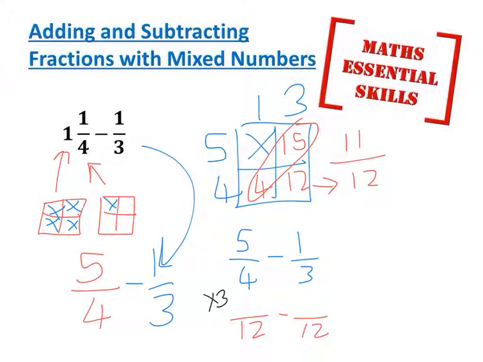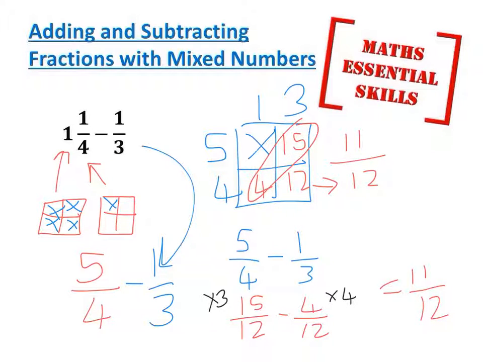5 times 3 is 15. Now the one on the right, my denominator used to be 3 and it's now going to be 12. So I've had to make that one 4 times bigger. So the top I also make 4 times bigger. 1 times 4 is 4. And then looking at that fraction, 15/12 minus 4/12 equals 11/12.